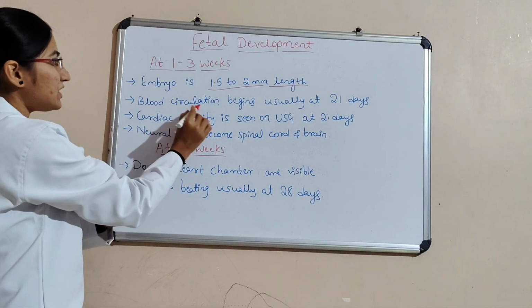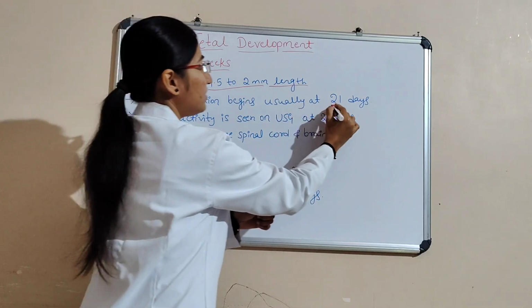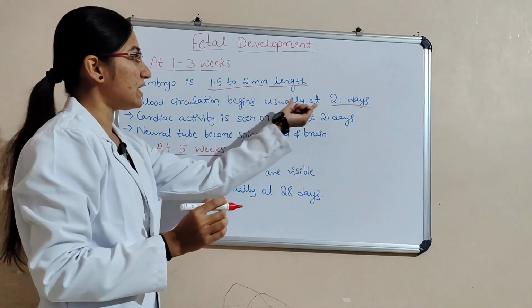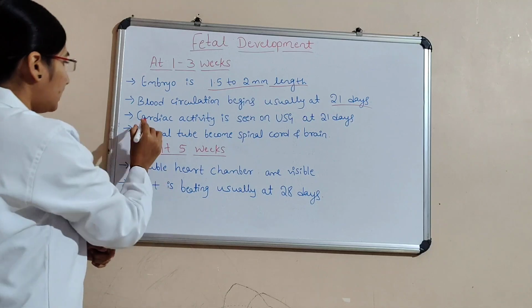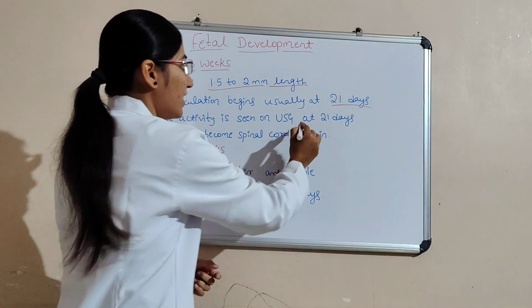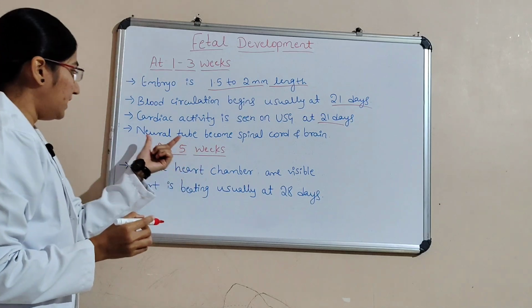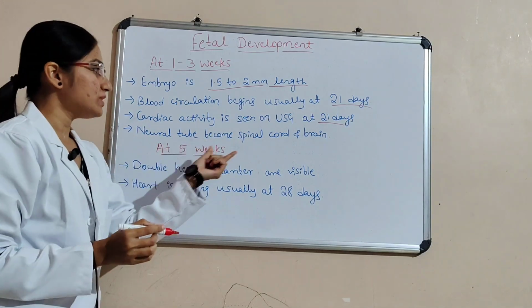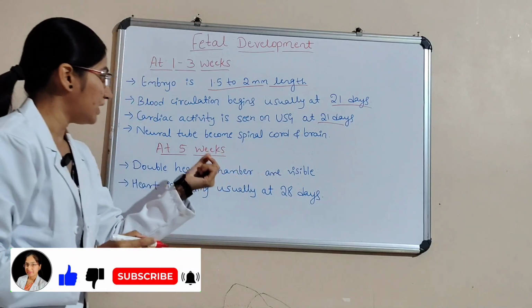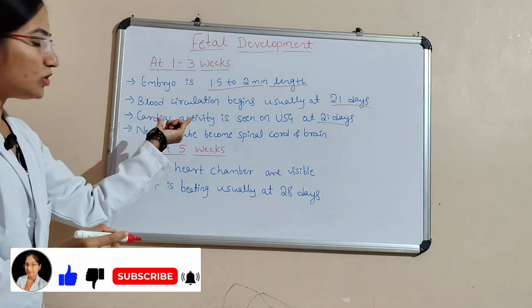Blood circulation begins usually at 21 days. Cardiac activity is seen on ultrasonography at 21 days. And then the neural tube becomes the spinal cord and brain. This is about 1 to 3 weeks.